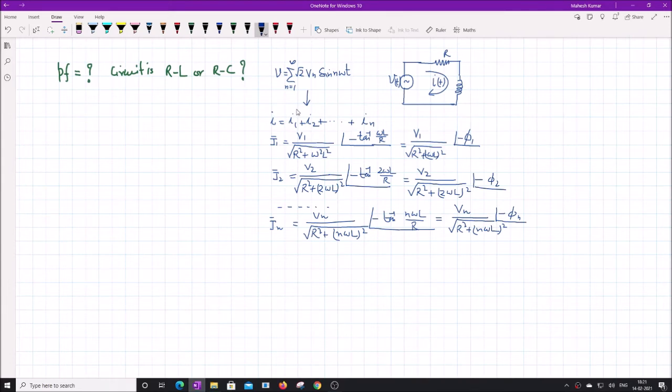We can find out the power factor. Based on this and the voltage phases, we can write the power factor as simply P by S, which is V1 I1 cos φ1 plus so on till Vn In cos φn, divided by the square root of V1 squared till Vn squared, into the square root of I1 squared till In squared.